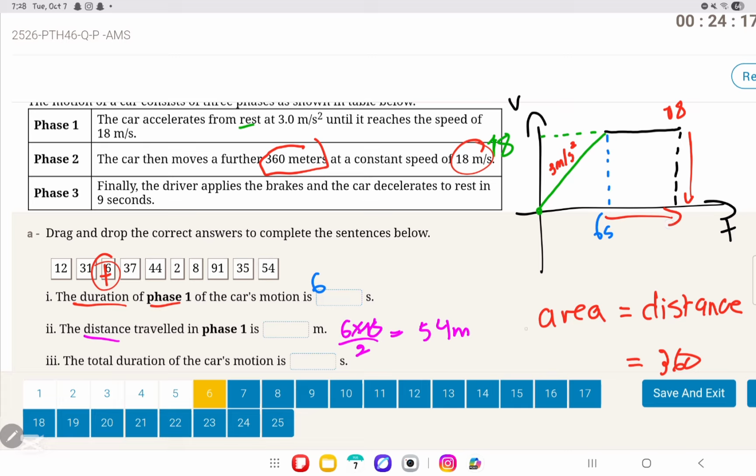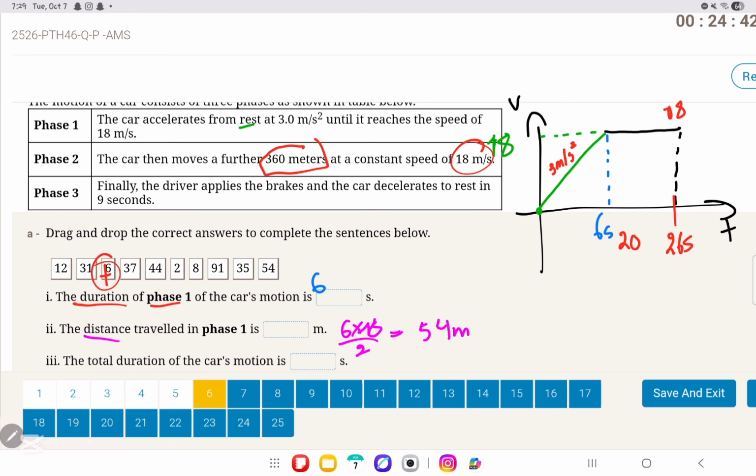So it's gonna be 18 times x is 360. So that leaves us with x being what? X being 20 seconds. This is 20 seconds, but in reality, this over here is 26 seconds. Perfect. Now let me just erase the arrows.